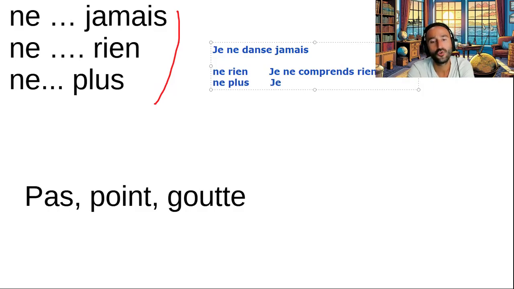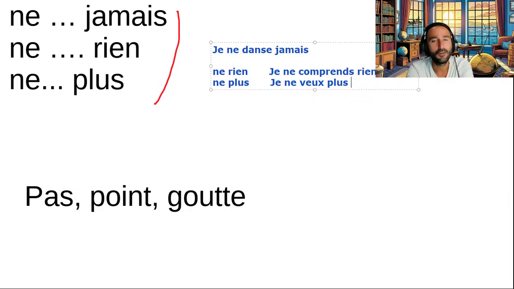Ok. Je ne veux plus travailler. I don't want to work anymore. Je ne veux plus travailler. Ok. Or you can say another sentence. Je ne travaille plus. I don't work anymore.